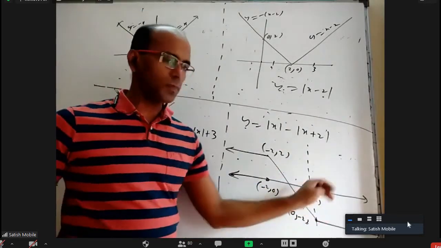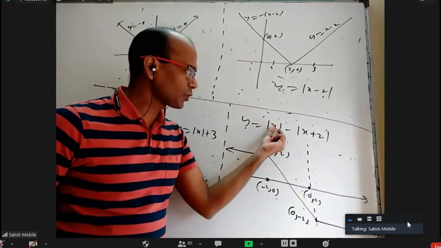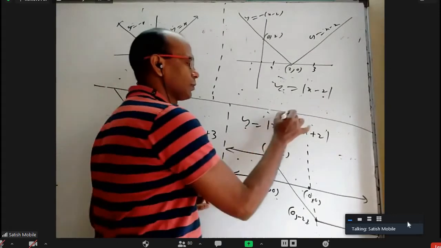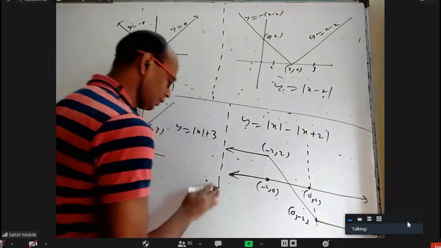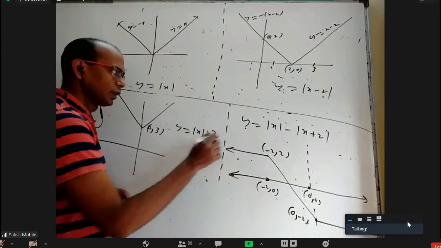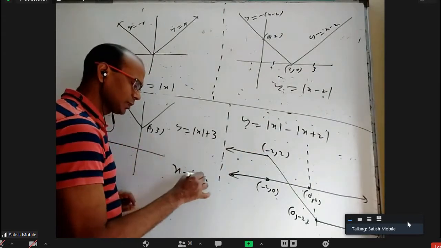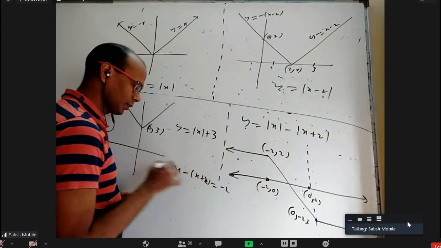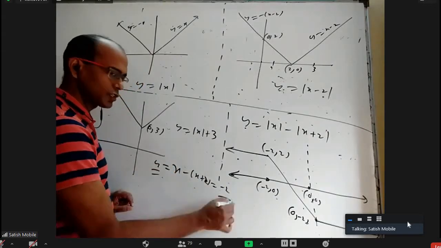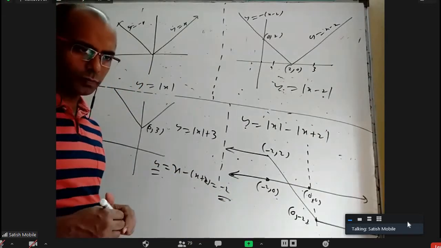You take any number more than 0. x is also positive, x plus 2 is also positive. Mod x will be x, and mod x plus 2 will be x plus 2. The difference will become minus 2. So y equal to minus 2 in straight lines. Is it a horizontal line?